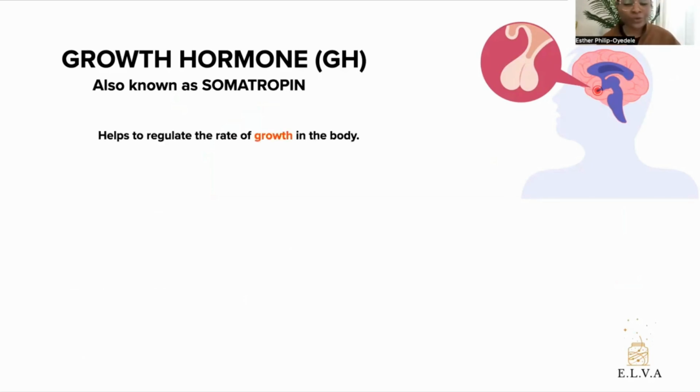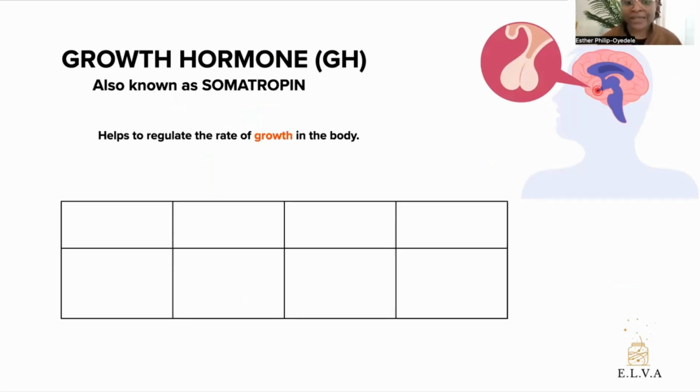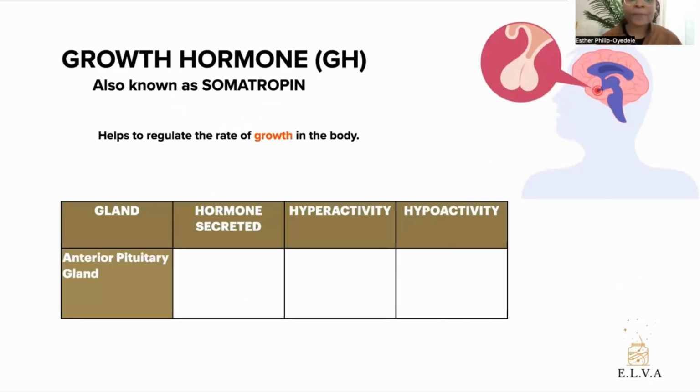Now, what does your growth hormone do? We're going to keep it simple. It's basically what it says it does. It's for growth. It's what regulates the rate of growth in your body. So let's break this down real quick. Remember, we said your anterior pituitary gland is what's responsible for the secretion of your growth hormone, which is also known as your somatropin. When it secretes too much, which is what we call hyperactivity, it's operating too much. It will either cause acromegaly or it will cause gigantism. And when it secretes too little, which is hypoactivity, it causes dwarfism.